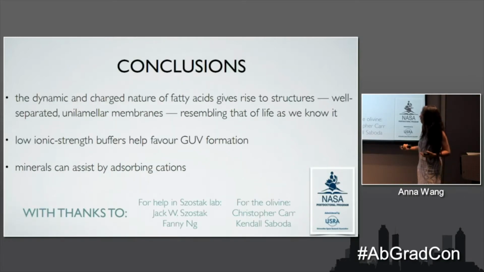So basically, these are simple amphiphilic molecules that may have been around on early Earth that can form membranes. They have their advantages. And it can help us form these structures that we couldn't with phospholipids. Also, having low ionic strength buffers seems to help us form giant unilamellar vesicles, which is cool. And if you can't afford to use low ionic strength buffers, it seems like you can just chuck some mineral particles in and that'll do the job.